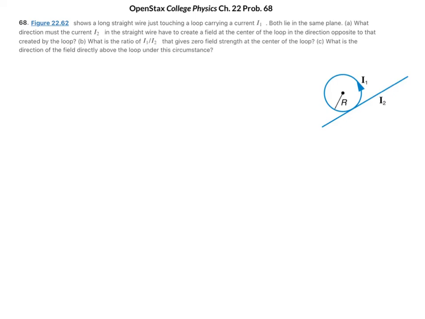Let's look at OpenStax College Physics, Chapter 22, Problem 68. The figure below shows a long straight wire just touching a loop carrying a current I1. Both lie in the same plane.